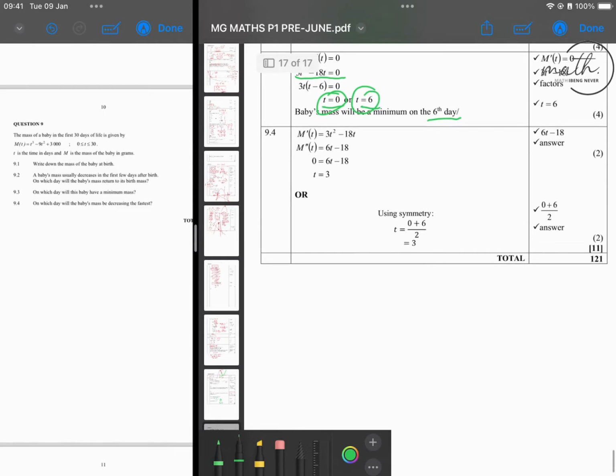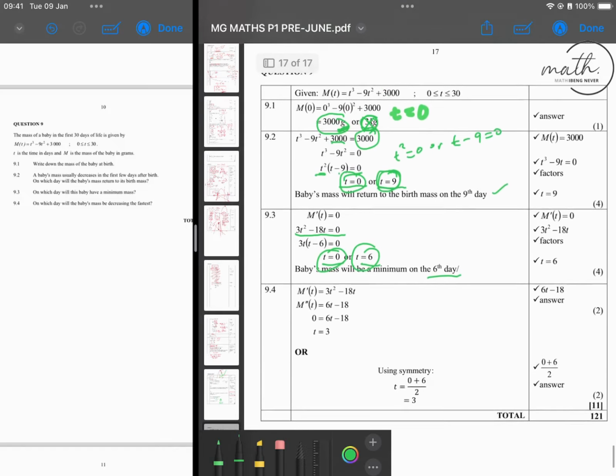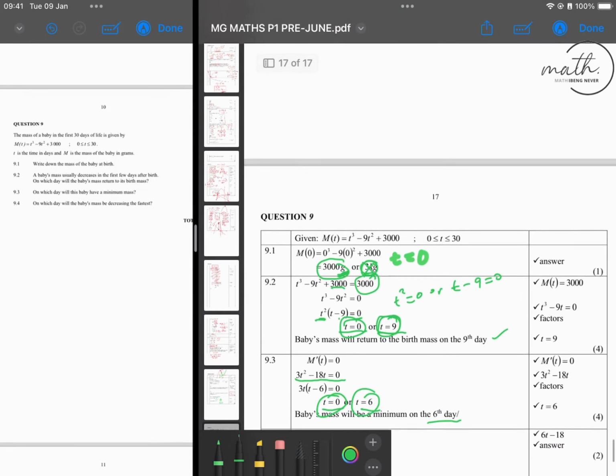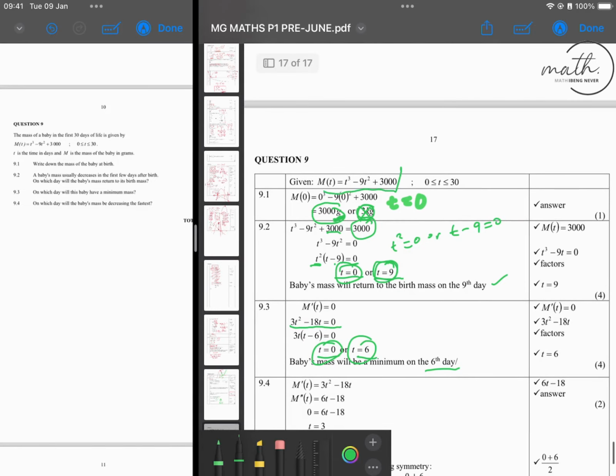On which day will the baby's mass decrease the fastest? In the context of, look at the equation. The equation is a cubic. With a cubic, here in the middle, the gradient is where it's increasing or decreasing the fastest, the point of inflection. So the point of inflection is where it's increasing the fastest or decreasing the fastest. Always, just know that. So we just need to find the point of inflection in this case.